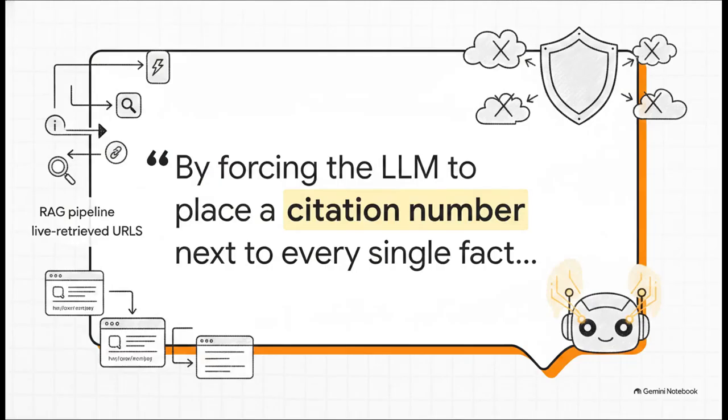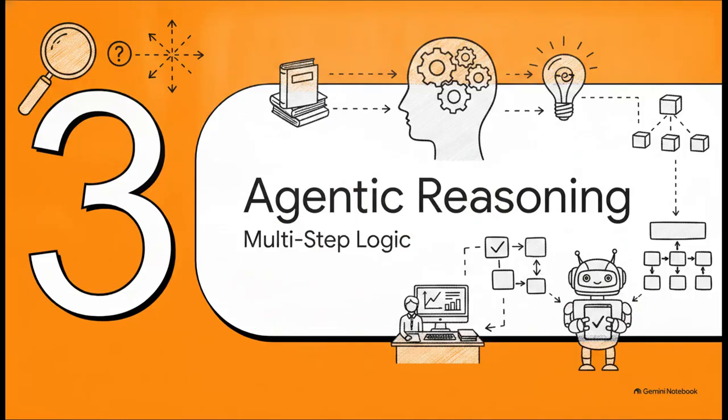Now, why does this matter to you? The absolutely crucial point here is that by forcing the LLM to place a citation number next to every single fact it claims, you can verify sources instantly. This is your ultimate truth guard. You see, traditional chatbots are prone to hallucinations. They confidently make up believable facts just because they're essentially predicting words. But answer engines, they are grounded in live retrieved URLs. You verify the sources on the fly, which protects your everyday decisions from AI just confidently making things up out of thin air.